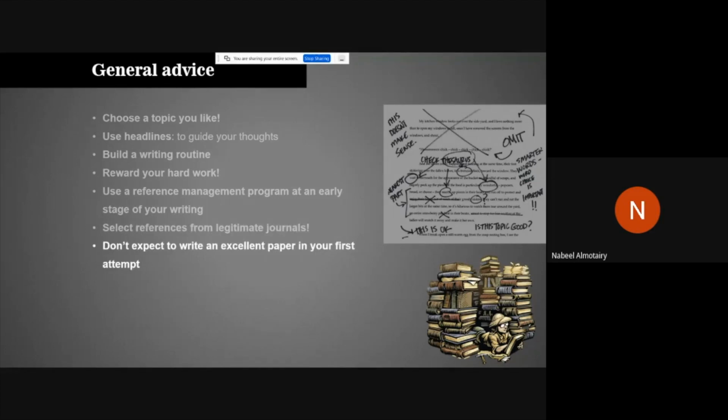And it's really important that you don't get discouraged, because at the first stage of your writing, you will not have an excellent paper, but with time, it will improve and mature more. So expect that. And if you have any question or something that you don't understand, you could seek advice from senior or experienced colleagues.